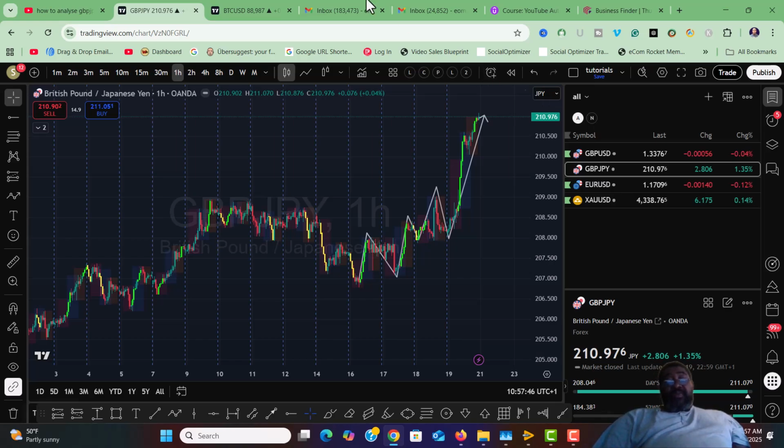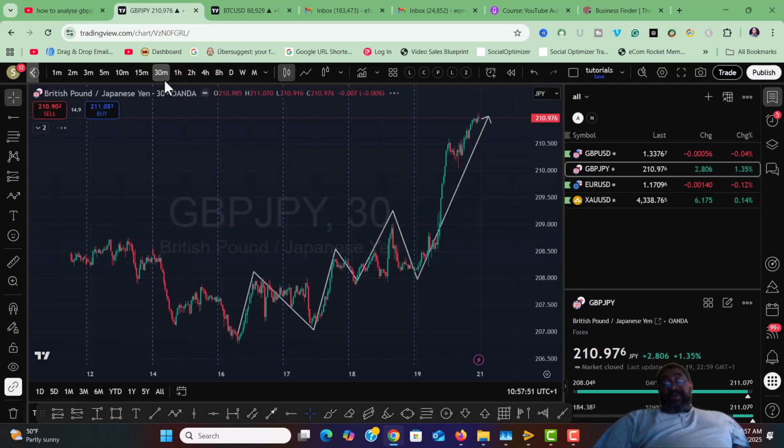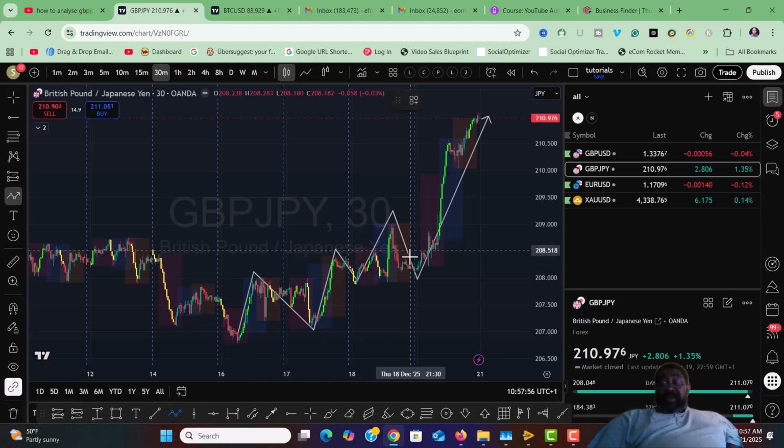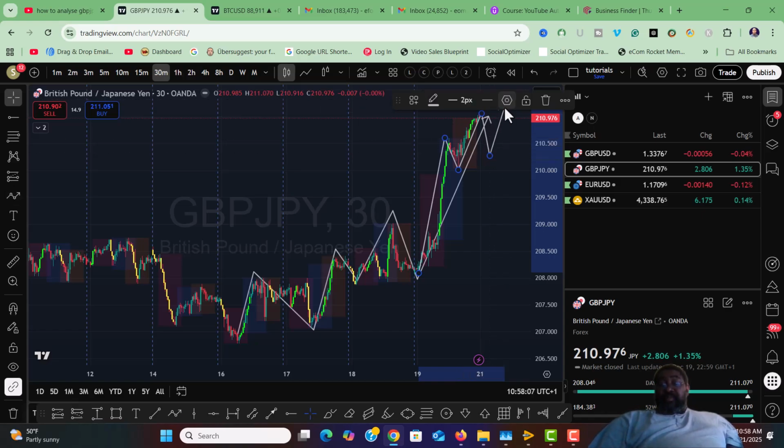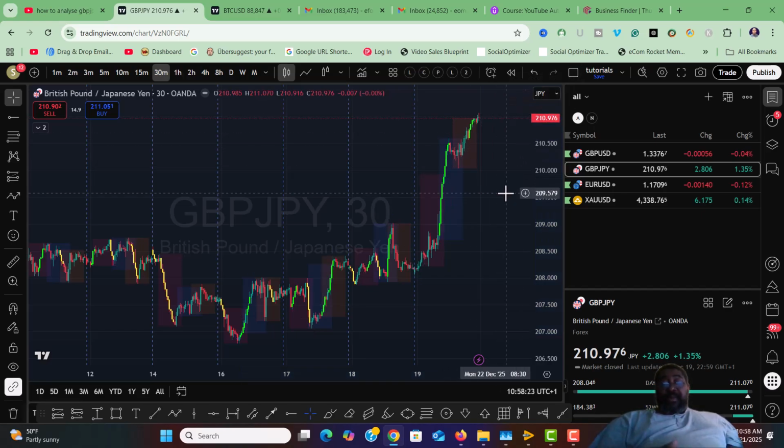So now I'll move to 30 minutes. In 30 minutes, we can draw our analysis from here. We have higher high, higher low, higher high. So we expect the market to come down before we buy. It doesn't matter even though the market comes down to these zones. What we are waiting for is the market to pull back, then we're looking for a buy.